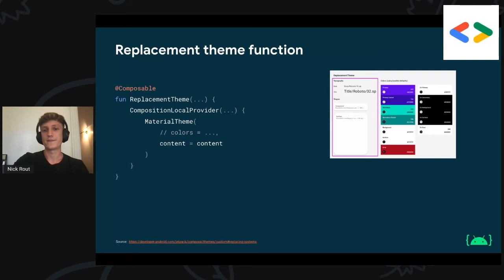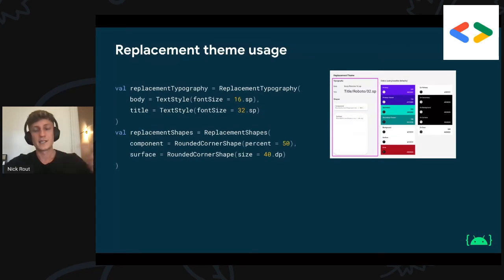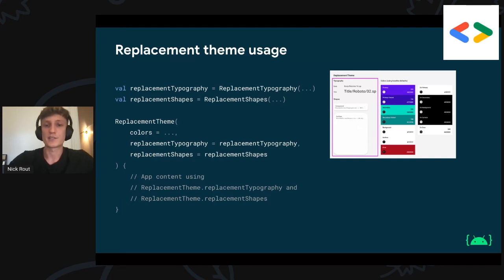Lastly, we create this object again to help us with this convenience access object for our replacement typography and shapes. And then how does this look in practice? So say we want to actually do the implementation on the right with our certain title style and body style and component and surface shapes. I've made two example implementations here where I've instantiated a replacement typography and replacement shapes. I've passed this through to a replacement theme. I'm calling that function, as well as the colors that I would have gotten from somewhere else and instantiated for the material theme. Then our app content can begin using these theming values with replacement theme, dot replacement typography, or dot replacement shapes.